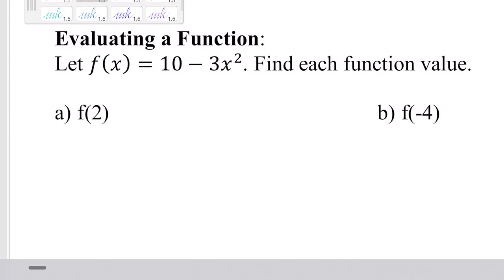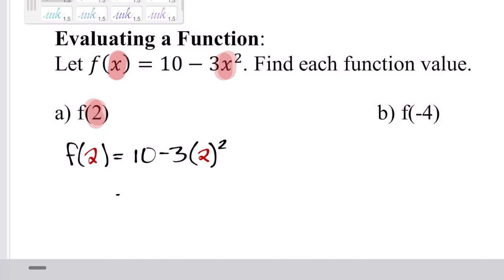So then here we want to let f of x be a function, and, well, not necessarily a function, that is function notation though. In this case, it is a function. And we want to find each function value. So basically what they want us to do is take this 2 and plug it where the x was in the original equation. So whenever we have f of 2, they want us to plug that 2 in for x. And I just solve from here.